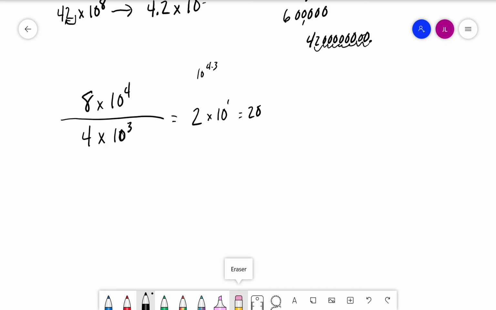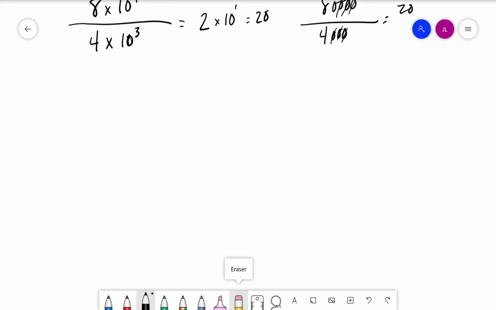But if we do this out long, then let's see what we have. We have 8 with 4 zeros. So it's 80,000 over 4 with 3 zeros, 4,000. 80,000 divided by 4,000. And get our zeros out. We're looking at 80 divided by 4 is 20. So we'll do another one that's a little different.